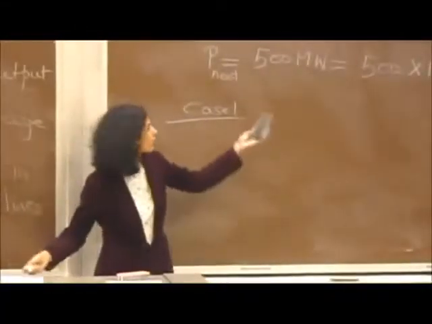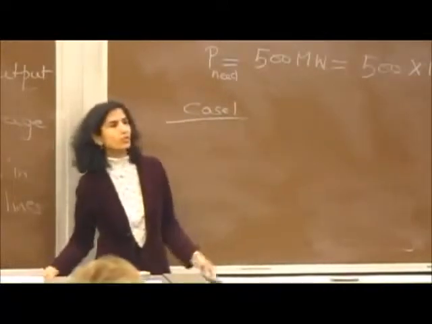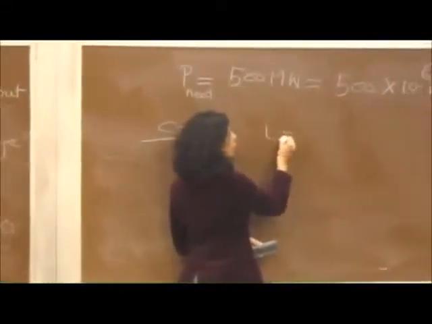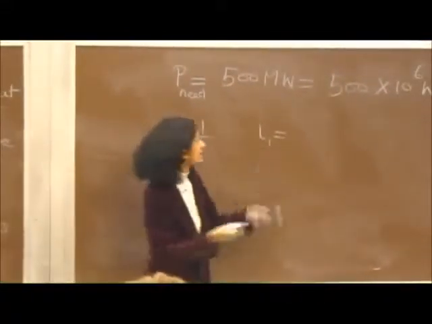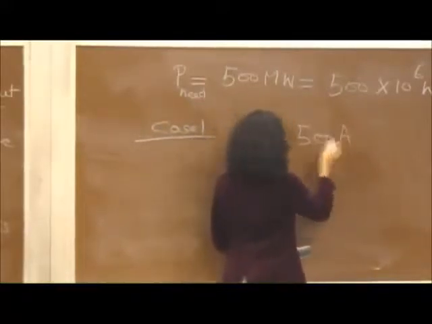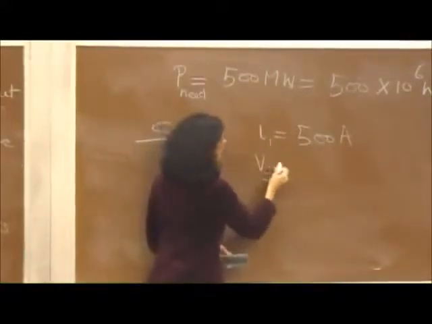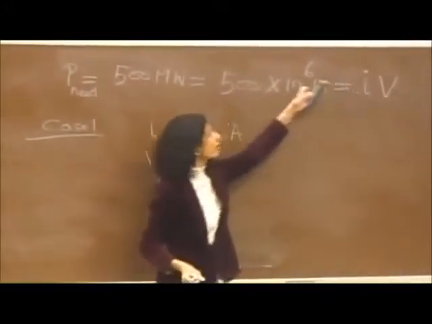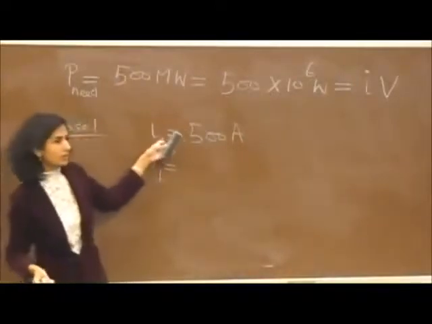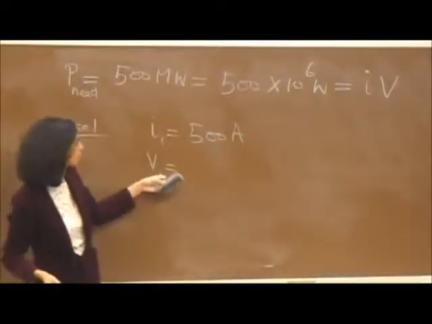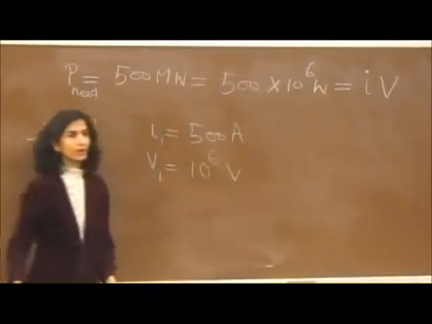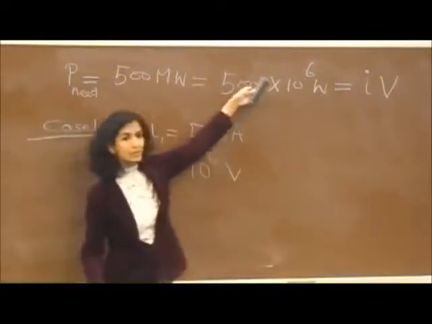So case 1, we are engineers trying to decide what should be the current or what should be the voltage that we should be using to send power. Case 1, what should be the current? Can you choose one current value? Let's say 500 amperes. If 500 amperes is the current, what have we already determined for the voltage? The voltage should be what to make the power this? Shouldn't it be 10 to the power 6 volts? Such that this times this is this number.